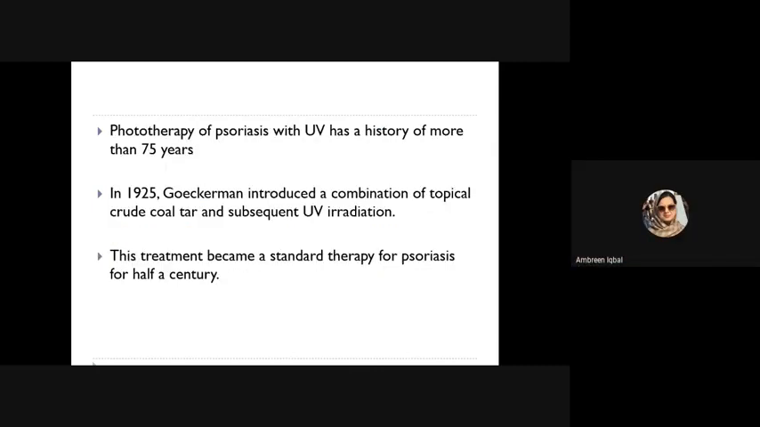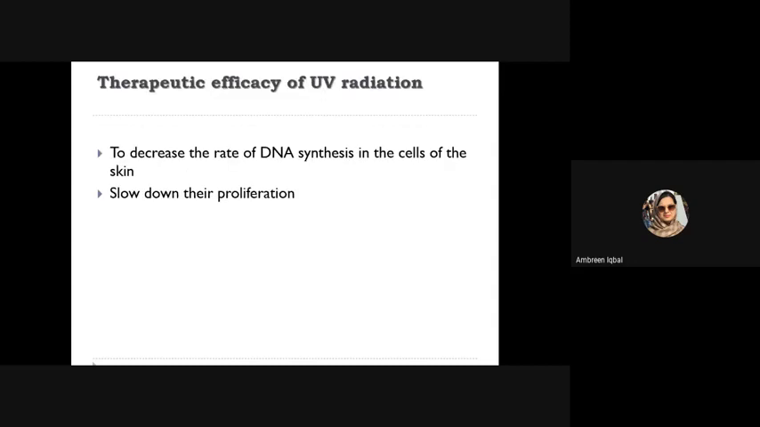Phototherapy of psoriasis with ultraviolet has a history of more than 75 years. In 1925, Goeckerman introduced a combination of topical coal tar and subsequent ultraviolet radiation, and this treatment was very popular for half a century.